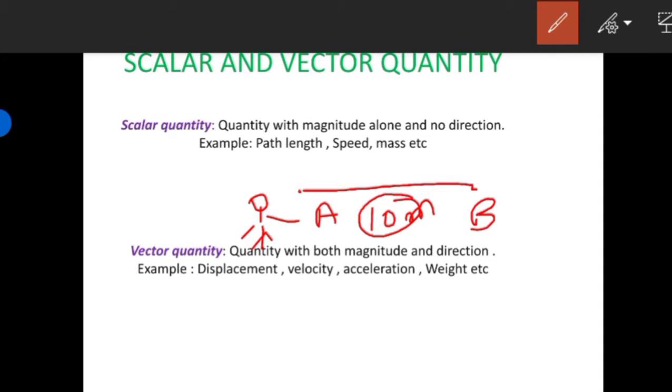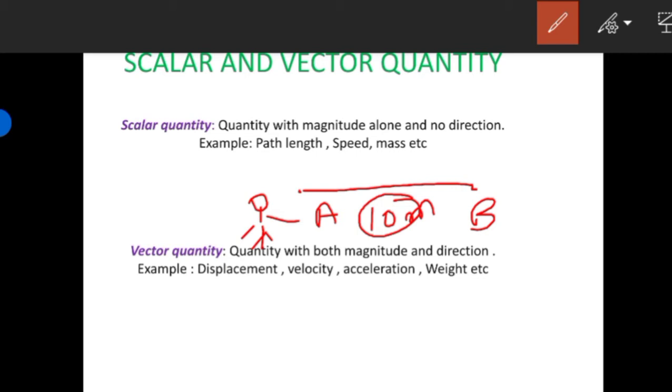If I say that the boy covers the distance of 10 meters, that's all. I am not bothered about the direction, whether he went in north, south, east or west. When we are dealing only with the magnitude, we call that quantity a scalar quantity. So, it deals only with the numerical value. For example, time. Now it's 10 o'clock, which just tells the numerical value. So, we are not bothering about the direction. Speed, mass, etc. are scalar quantities. They have only numerical value but no direction.